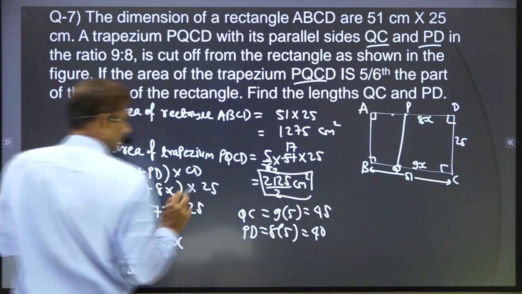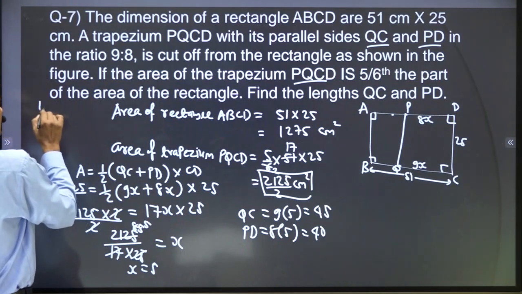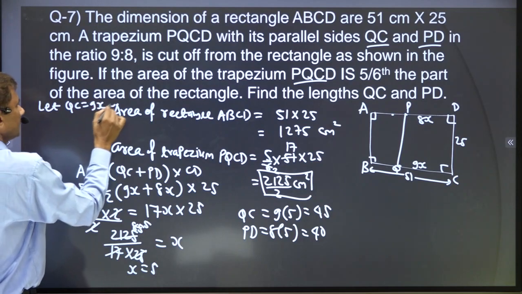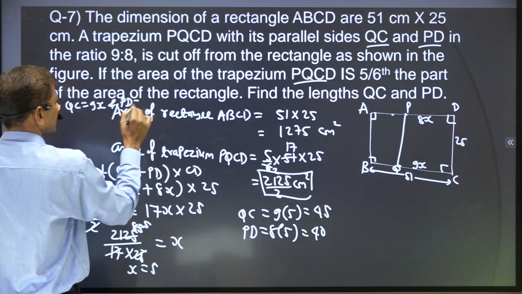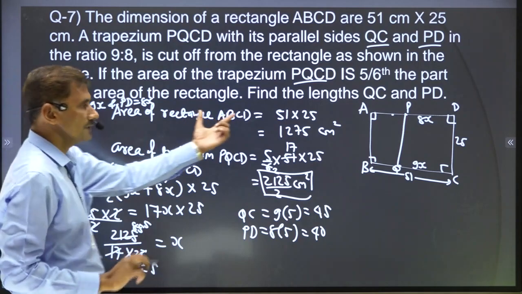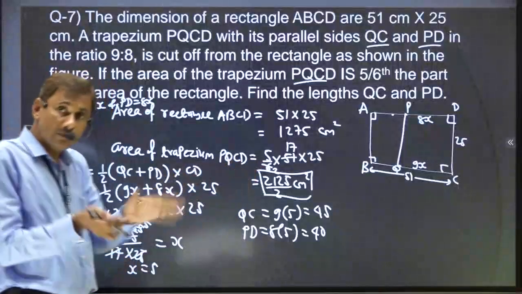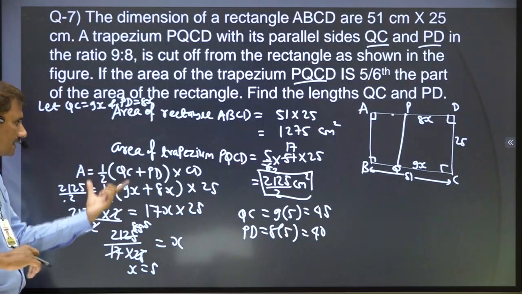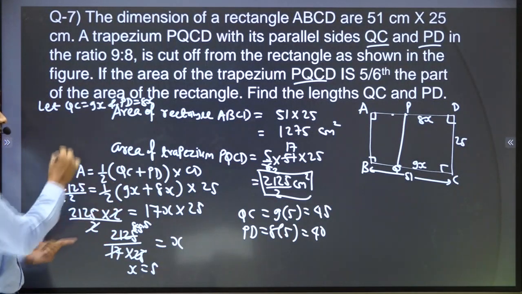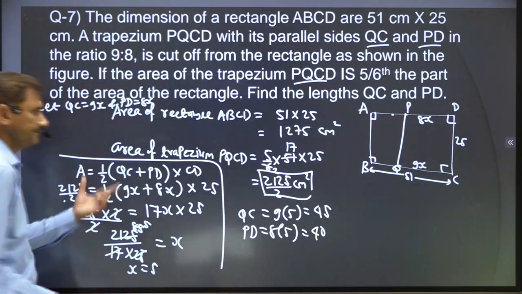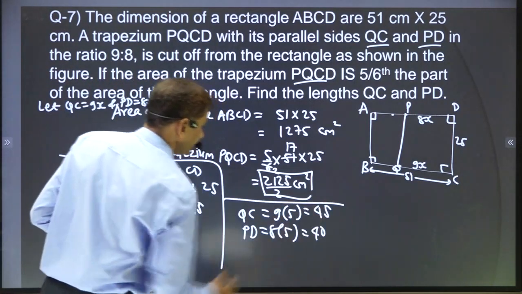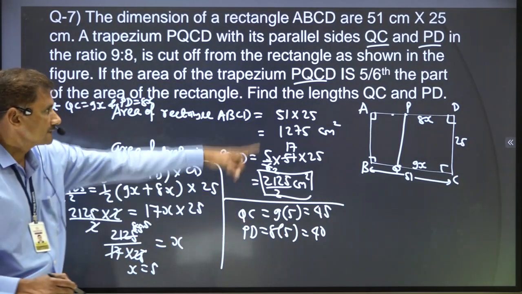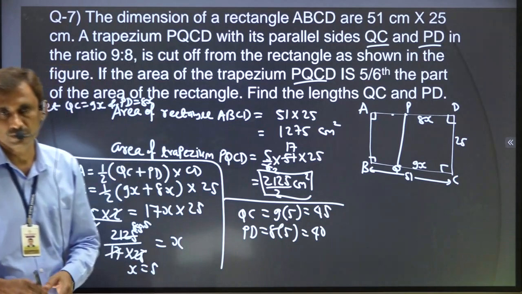So actually that is a supposition. So we can write: let QC equal to 9X and PD equal to 8X according to our supposition. Then we found the area of the rectangle, then the area of the trapezium because the relation is given. Then we put in the area formula. This is our last part. So from the area formula we found X. After getting X, we found PD and QC both.